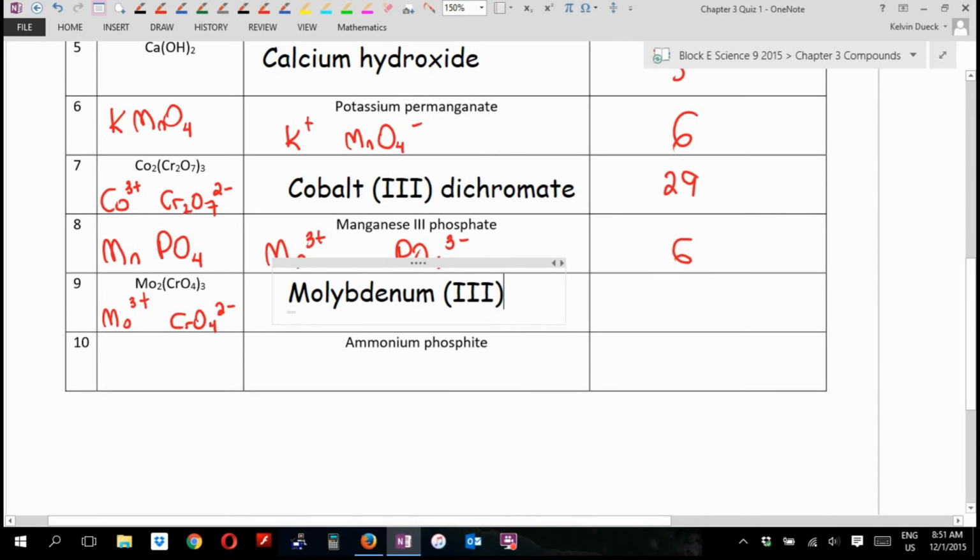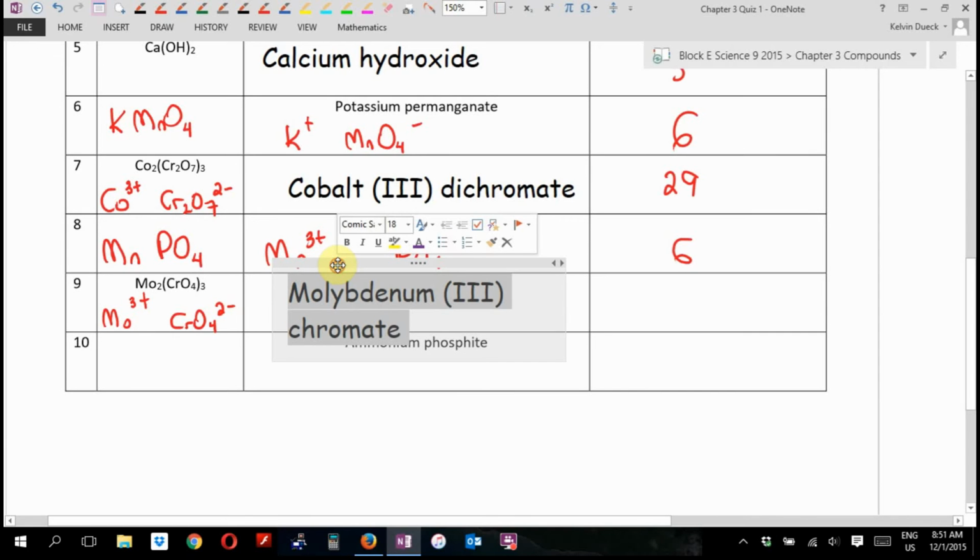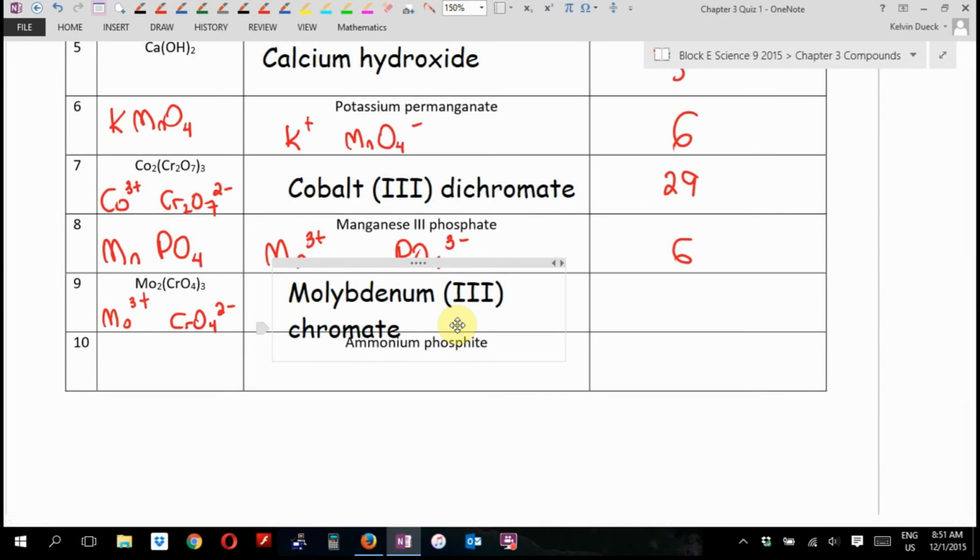3 chromate. Yes? Now let's see if I can move this up just a tiny bit. No, okay. Whatever. It's going to go on to the next line. 1 mark for the molybdenum 3. Can't even say that. And 1 mark for the chromate. Oh, this will be a fun one. Inside the brackets, there's 5 times 3, 15. 2 more, 17. Is that right?